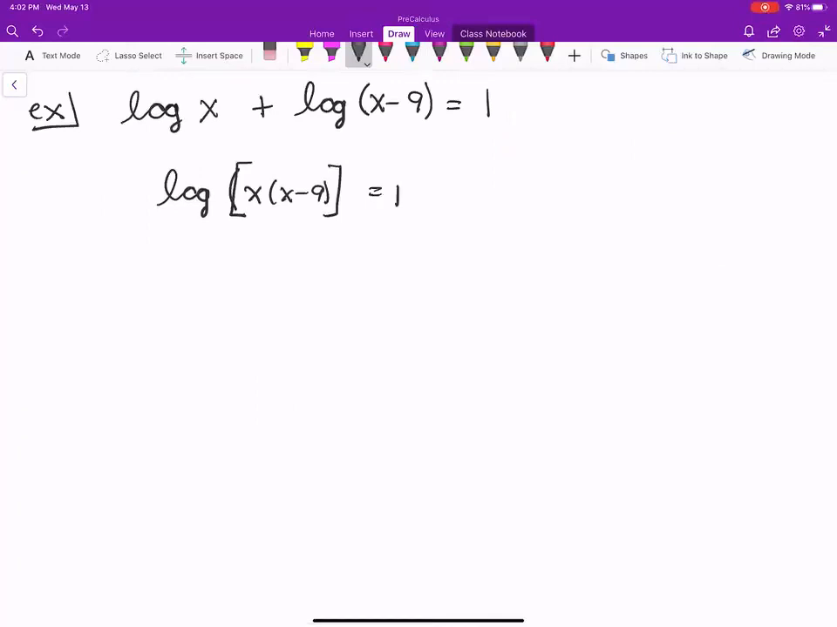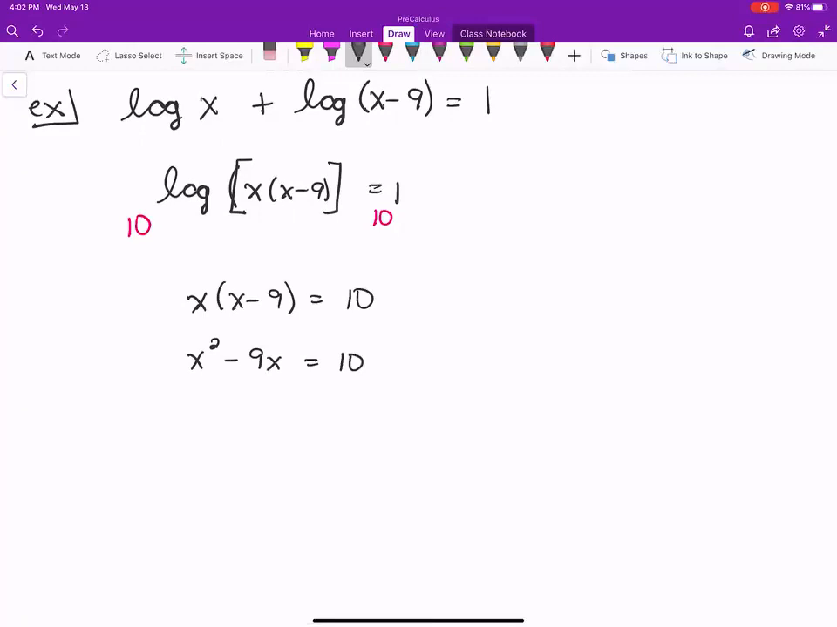And then exponentiate both sides, so that'll be 10 raised to this side and 10 raised to that side. The reason why we do that is so that those can cancel out. So we're left with x times x minus 9 equals 10. So really I have x squared minus 9x equals 10. To solve a quadratic equation, you have to set it equal to 0.